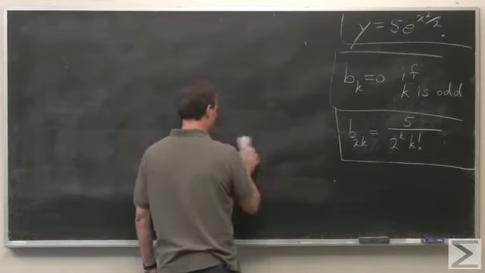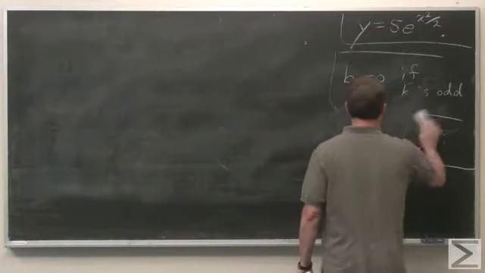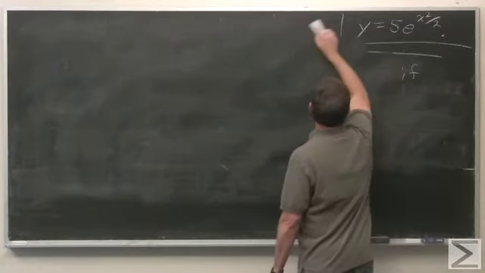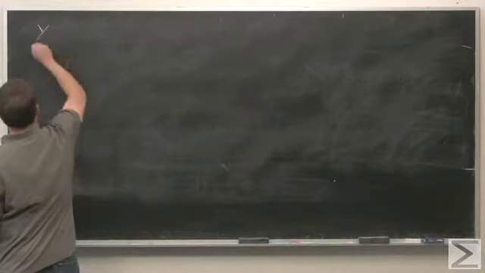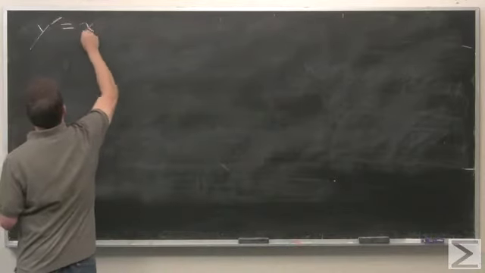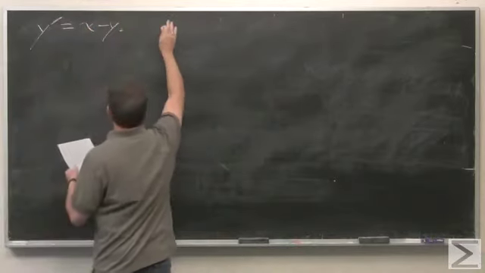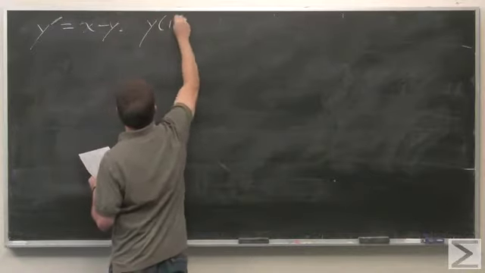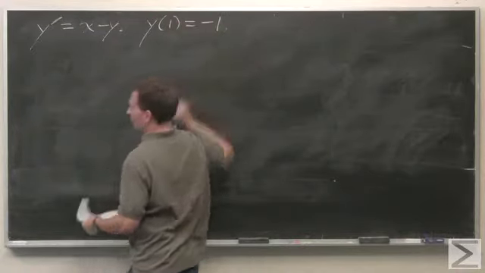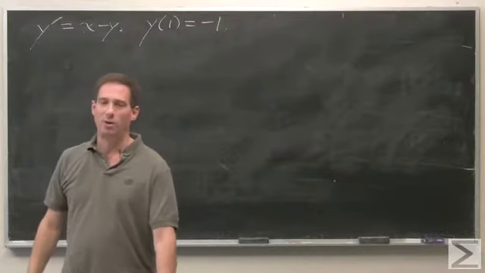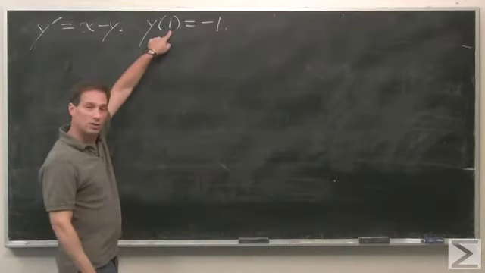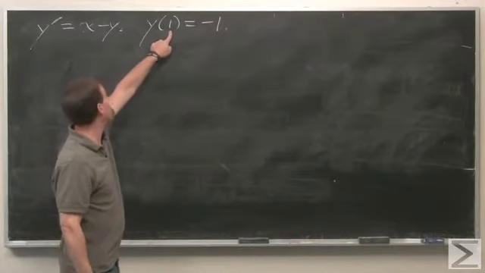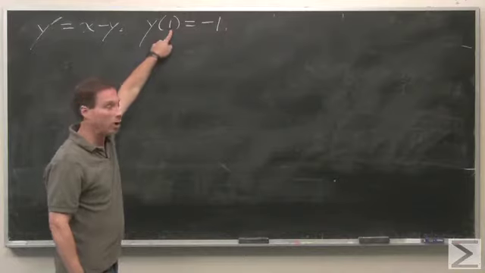But it's something you're not expected to know how to solve without power series, so let's do that. So let's take y prime equals x minus y, and y at 1 is minus 1. All right. And we want to find a power series solution to this initial value problem. Now our initial x value is 1, and so we want a power series centered at 1.